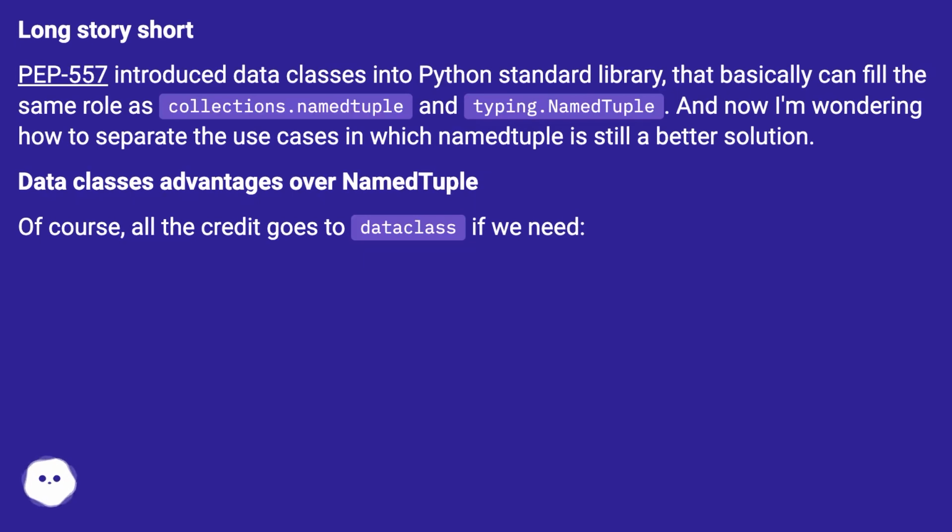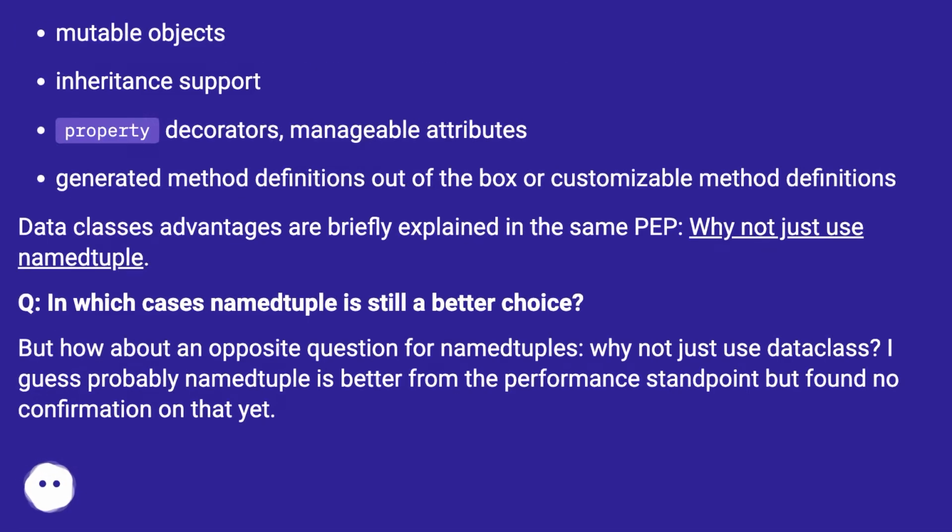Of course, all the credit goes to data class if we need mutable objects, inheritance support, property decorators, manageable attributes, generated method definitions out of the box or customizable method definitions. Data classes' advantages are briefly explained in the same PEP. Why not just use NamedTuple? In which cases is NamedTuple still a better choice?